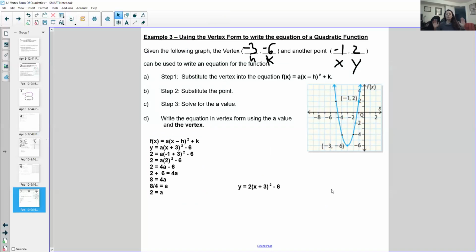So from today, I can give you something in vertex form. You can simplify and expand, or expand and simplify to get it into standard form. And then when you have it in standard form, you can find your y-intercept. The other thing that you did today was looking at a graph, pull out your vertex, pull out another point, put them together, solve for a, and you can come up with your vertex form of a quadratic.